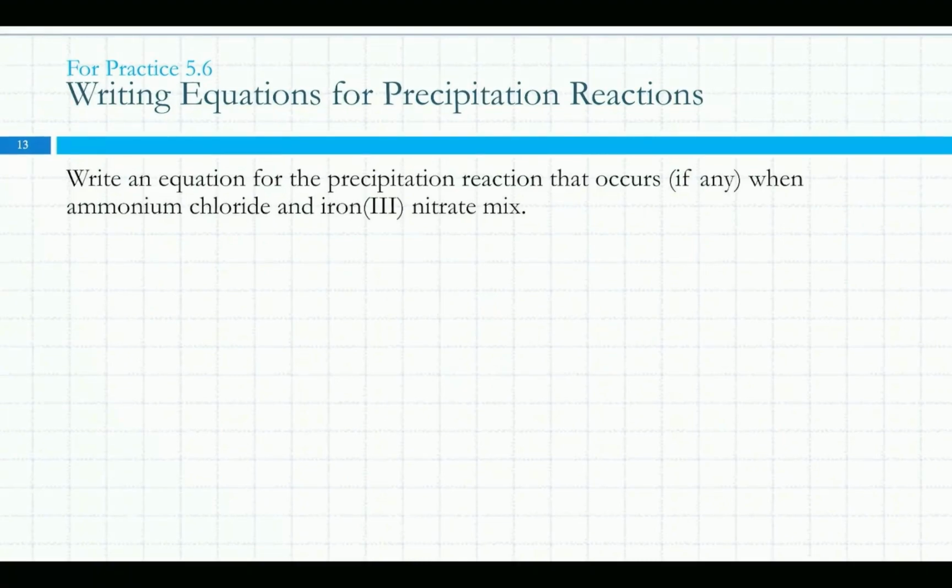Oh boy, we get to use nomenclature. Ammonium chloride. What's ammonium? NH4 plus. And then chloride, just Cl minus. So that's going to be our first one. NH4 plus and Cl minus is just going to be NH4Cl. That's ammonium chloride. Aqueous. Iron 3 nitrate. So iron is Fe, and which charge? 3 plus. And nitrate? NO3 minus. So what would be the correct formula for iron nitrate then? Fe(NO3)3.